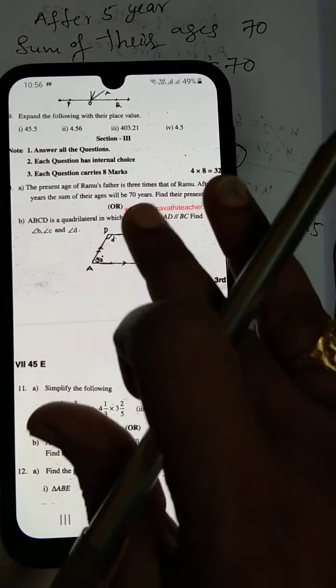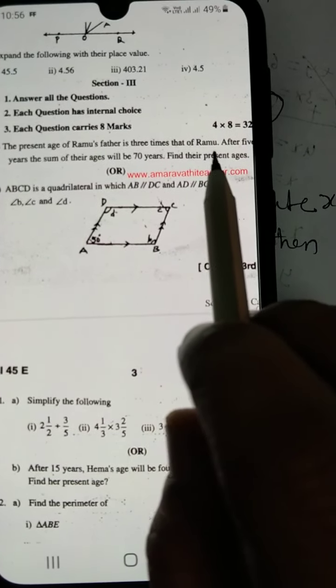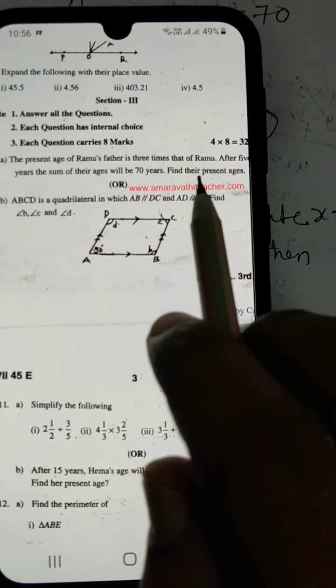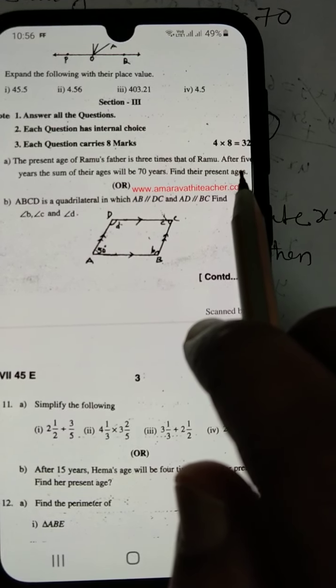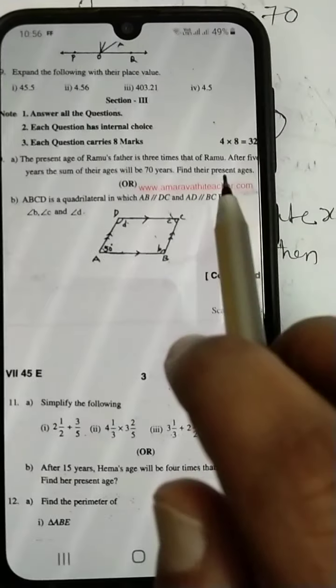See that first question, A question. The present age of Ramu's father is 3 times that of Ramu. After 5 years, the sum of their ages will be 70 years. Find their present ages. We need to find out the present ages of both Ramu's father and Ramu.